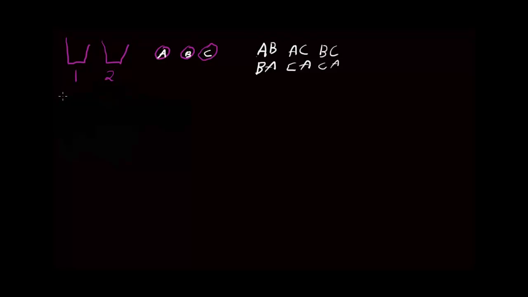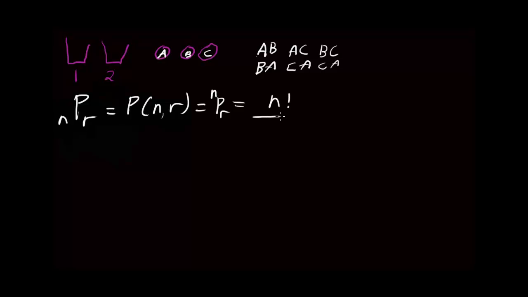Now to do this using mathematical notation, we can write P(n, r), which equals nPr, which equals P n r. So these all equal the same thing. They're different ways of asking for permutations. So this all equals n factorial over (n minus r) factorial.